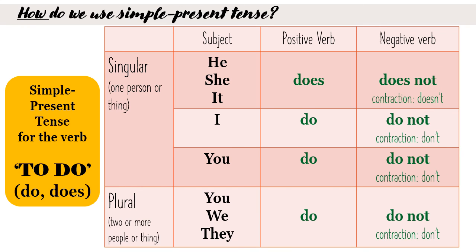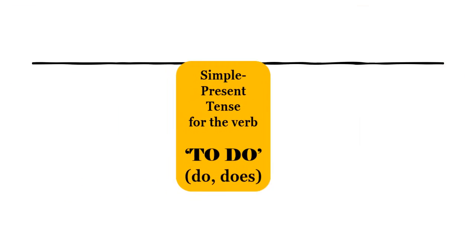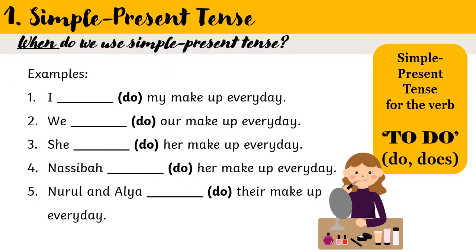Now, let's practice. I do my makeup every day. So is it do or does? It's do. I do my makeup every day. We do our makeup every day. She does her makeup every day. Nasiba does her makeup every day. Nurul and Alia, they're two people. So is it do or does? Do their makeup every day.